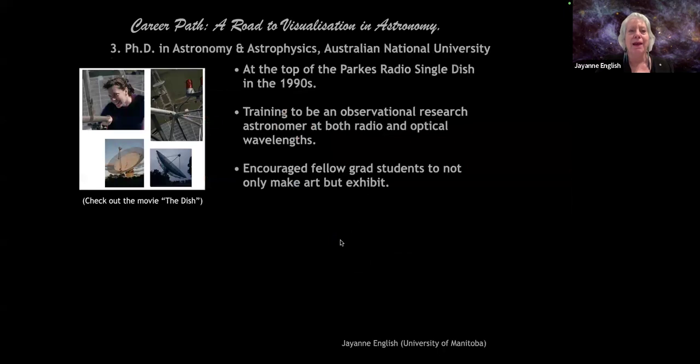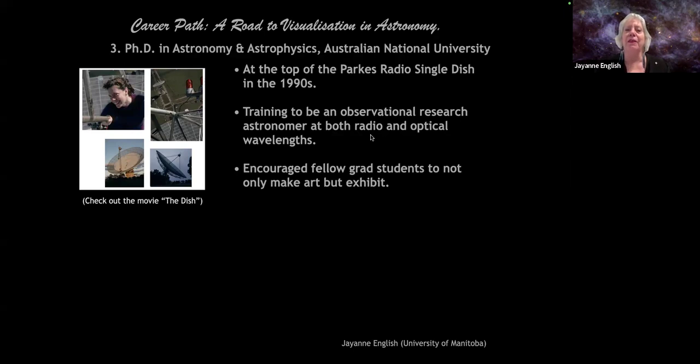Then I did a PhD in astronomy and astrophysics at the Australian National University. This is the Parkes Radio Telescope. There's a really cool movie called The Dish if you want to check out this telescope. At the top here is the receiver cabin. Here I am at the receiver cabin, way up there.